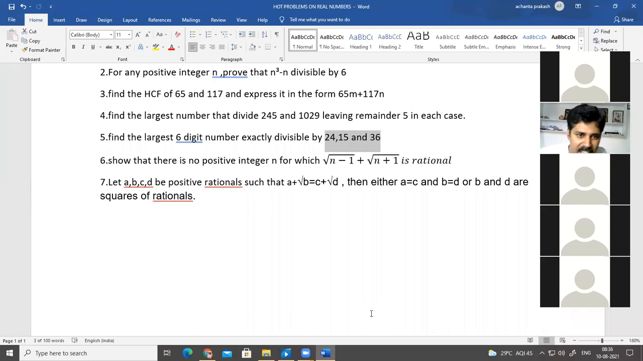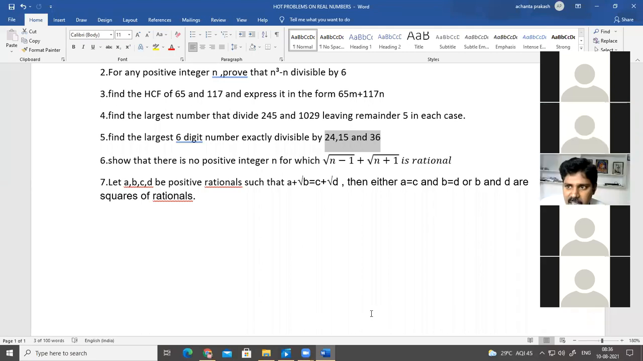Can anybody explain the procedure? What she has done is exceptionally well, and that is perfect. And I'm asking why she has gone to that LCM of 24, 15, and 36? Because after her solution, everybody knows how to do that problem. So now I'm asking, why should we go for LCM of 24, 15, and 36?